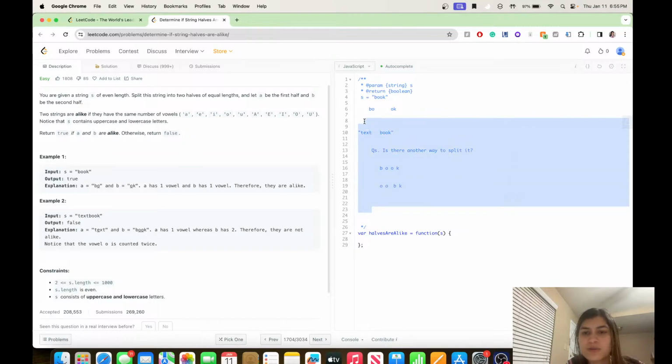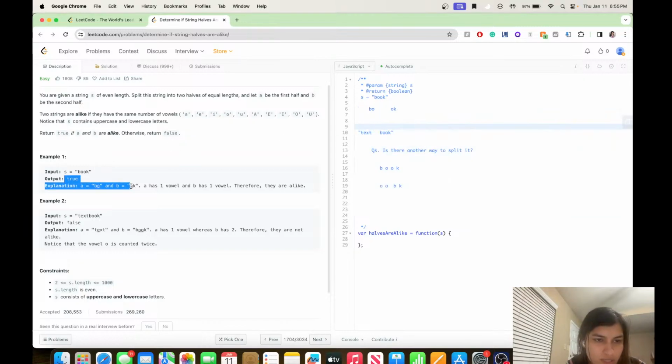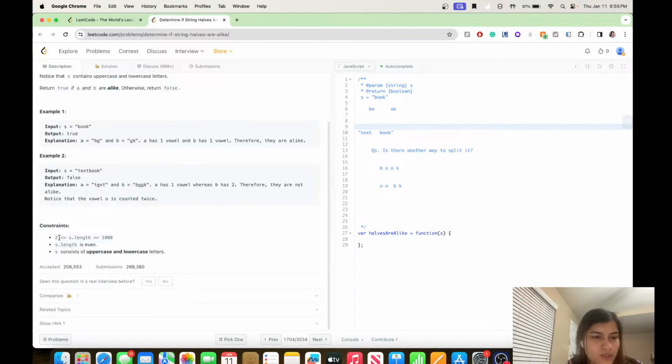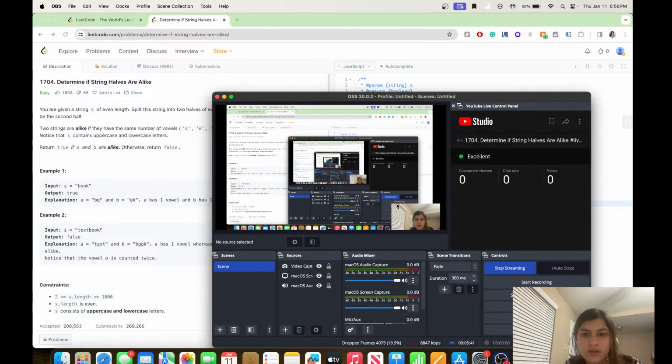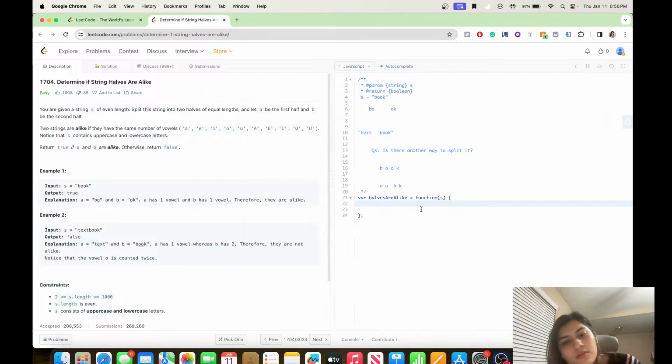So this would be really easy. Actually, I do not even have to think of all these clarification questions if I just looked at the example here, because you can see that in the example they are just splitting like this. So why is this question super easy? The length is up to 1000 and it is even, and it may consist of upper and lower case. Oh my god, it's too easy. Too easy to be true. Halves are alike. Am I streaming or not? Yes, I'm streaming.